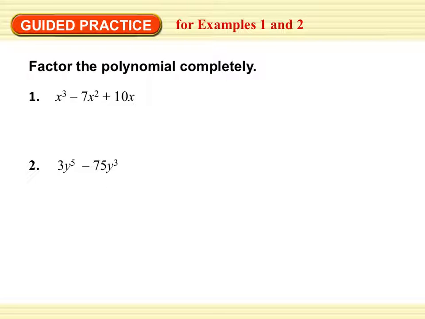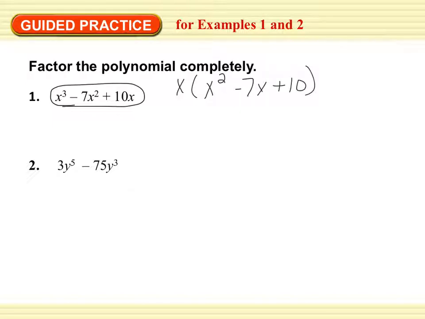Right, let's practice. So this is for 1 and 2. Look at it. Is there anything common that I can take out? Looks like I can take out an x. I have x squared minus 7x plus 10 left over. A times c is 10, negative 7. 2 times 5 is 10, and if they're both negative, it works out.